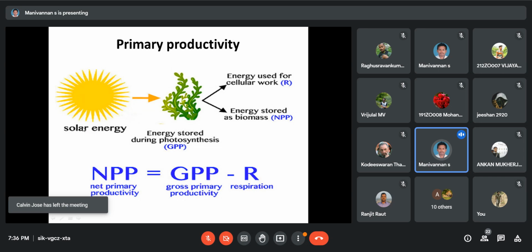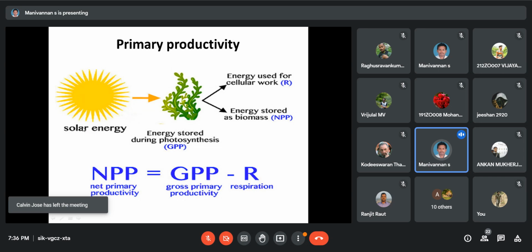How much is the radiation energy? Finally, only 1% of the solar energy reaches the plant. Is it clear? Only 1% of the solar energy is utilized by the plant. 1% of the solar energy is converted into chemical energy. Okay, net productivity is already explained.